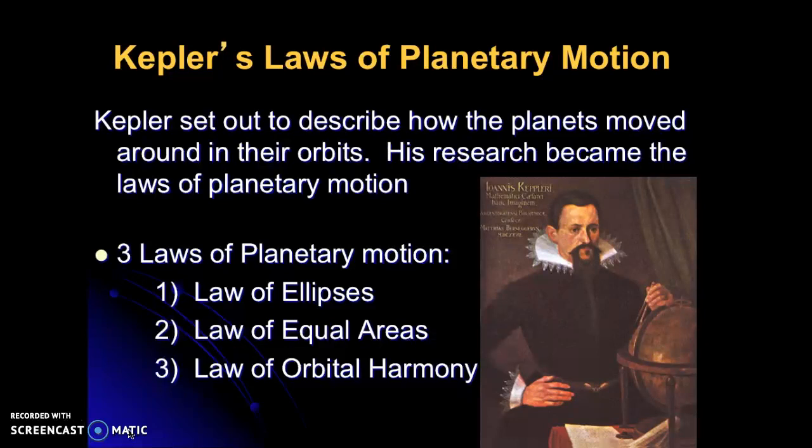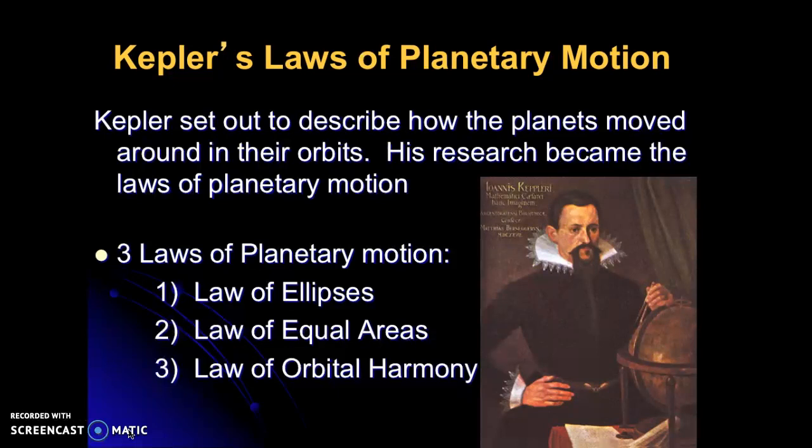Okay, so now that we know that the planets orbit around the sun, and we talked briefly about having inferior and superior planets, so we know that some planets that are closer to the sun orbit faster, and those further from the sun orbit slower. That leads us right into Kepler.